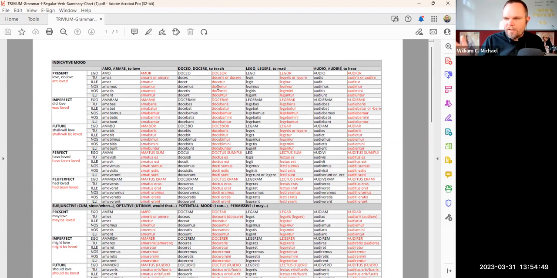All right. Once you get comfortable using this chart, any verb you find in anything you read, you can look at this chart, find the form, and figure out the translation. Okay. So it's very helpful once you learn how to use it.